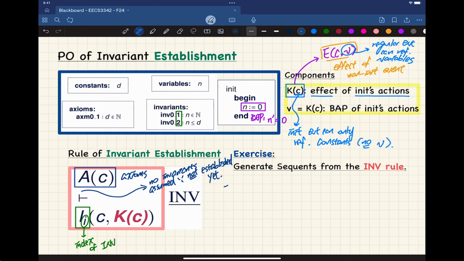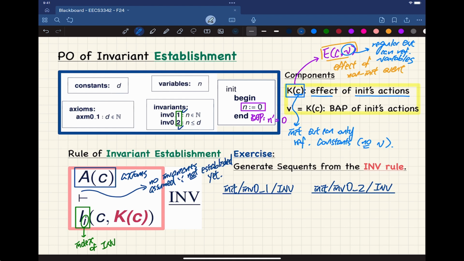The name of the event will be init. Then we have condition number 1, invariant model 0, condition 1. And the nature of the proof obligation has to do with invariants, in this case, establishment. That's one. Another one will be init, invariant 0, 2, right? This one here. And then INV, number 1 and number 2.